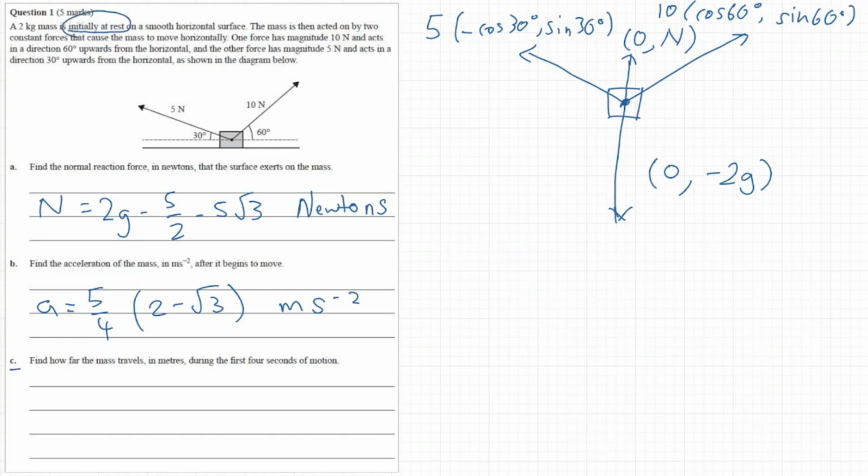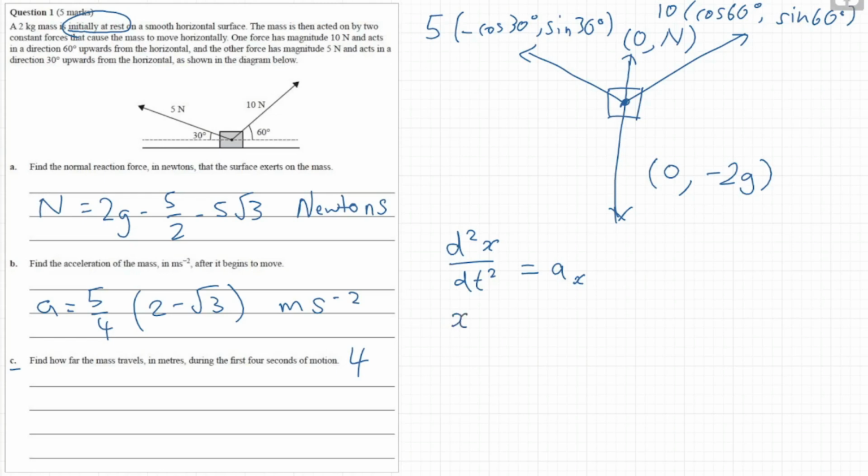Okay, so for part C, we're trying to find out how far the mass travels in meters during the first 4 seconds of motion. So I just put a big 4 there to help us out a bit later. Now, to solve this, I think it's best to think of the constraints of the problem as a differential equation. So let's say the second derivative of x, so the x position with respect to time, is going to be the acceleration in the x direction. And this is constant, so therefore we can solve this.